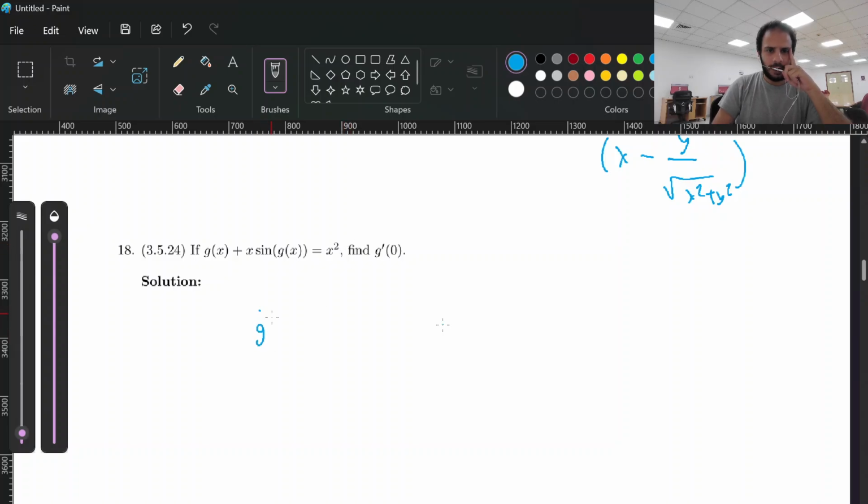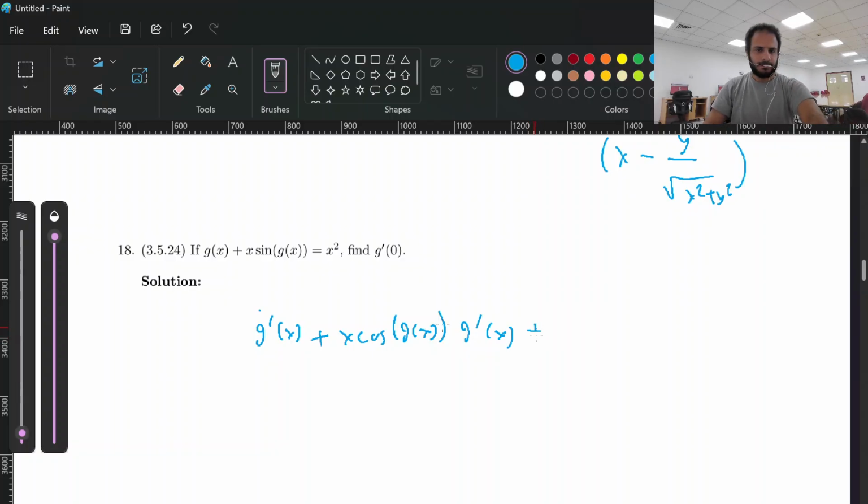So we have g prime of x plus, here we use product rule and chain rule, right? So it will be what? Do you want to start differentiating x or sine? Sine. Okay, so x cosine g of x, g prime of x, right? Then plus sine g of x, equals 2x.